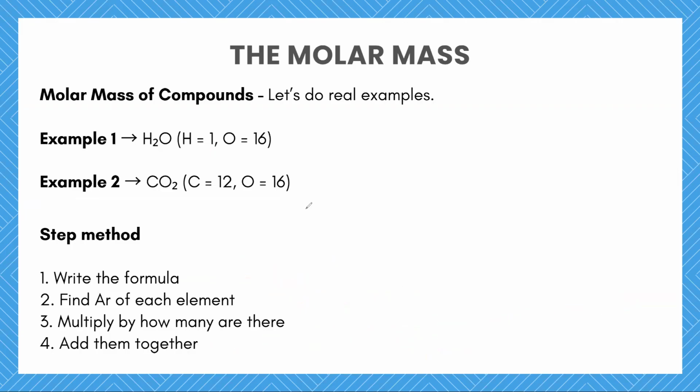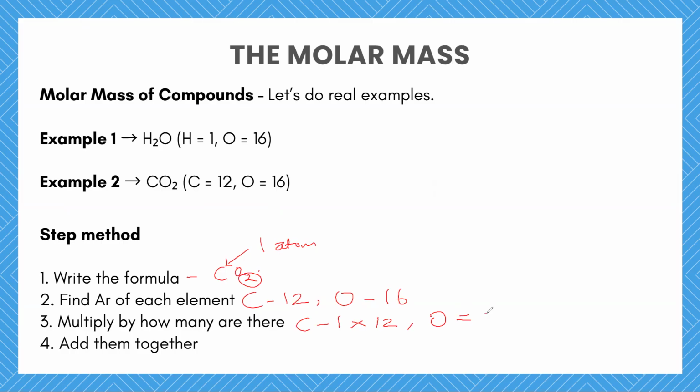Now let's do the same thing for carbon dioxide. Step 1 will be to write the formula, CO₂. Step 2 would be to find the relative atomic mass of each element. Carbon has a relative atomic mass of 12 and oxygen has a relative atomic mass of 16. The third step would be to multiply each element by the number of atoms that are present. From CO₂, we can see that carbon has just one atom. So for carbon, it becomes one atom multiplied by the mass, which is 12. And for oxygen, we have two atoms of oxygen present, shown by this 2.